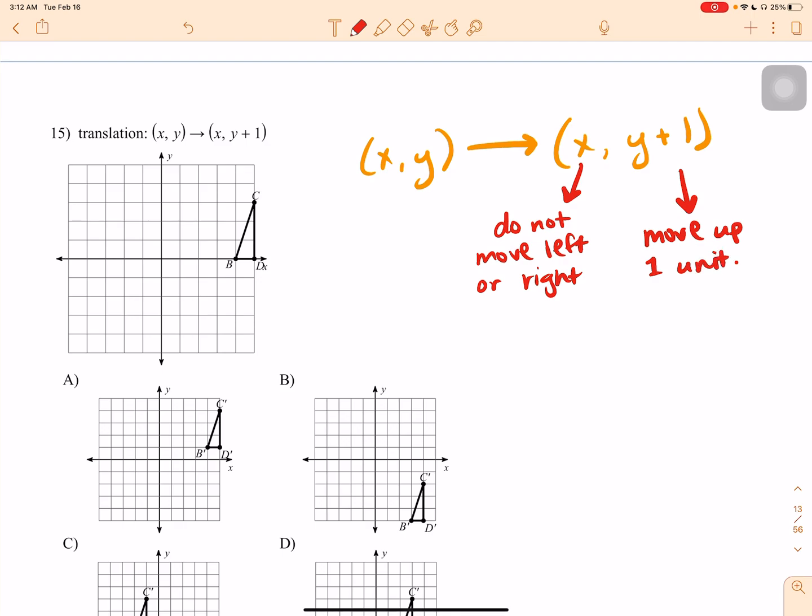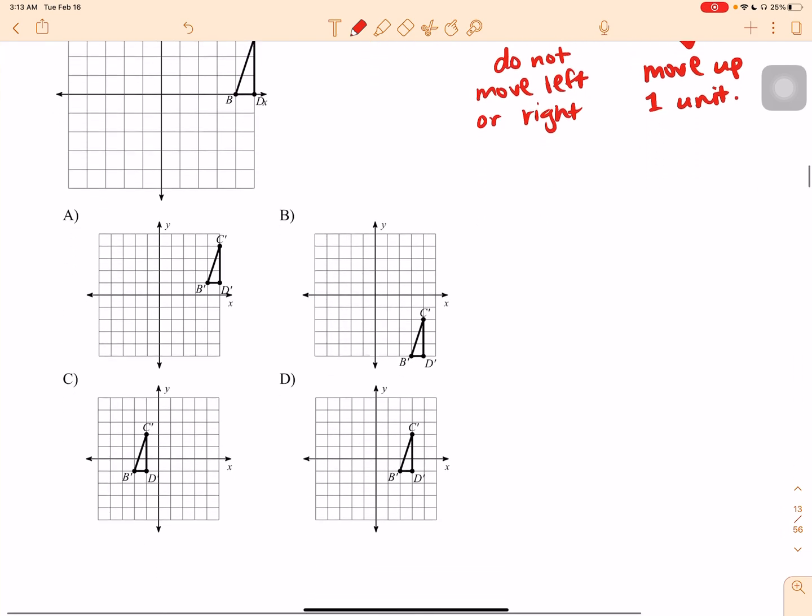Okay? So here, you do not want to move this one left or right at all. You just want to move each of these up by 1. And then replot your triangle there. Okay? You can do that one. I believe in you.